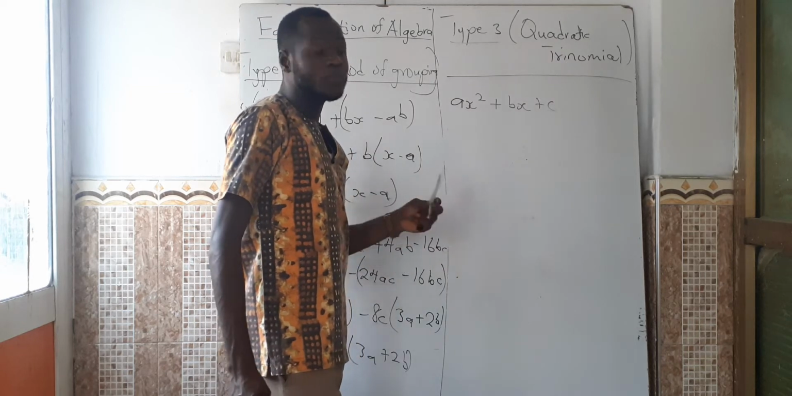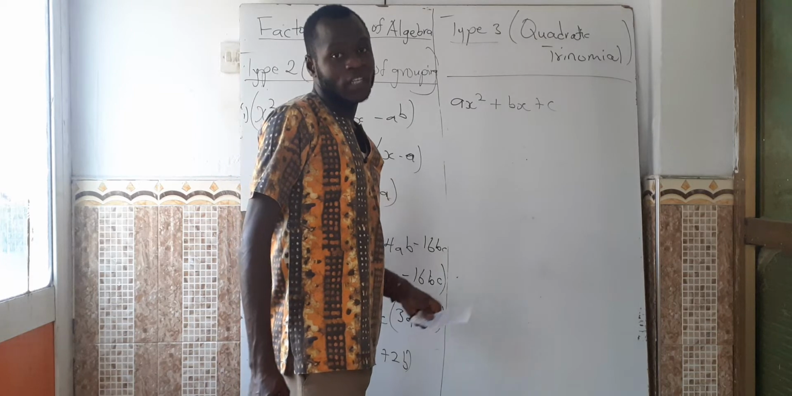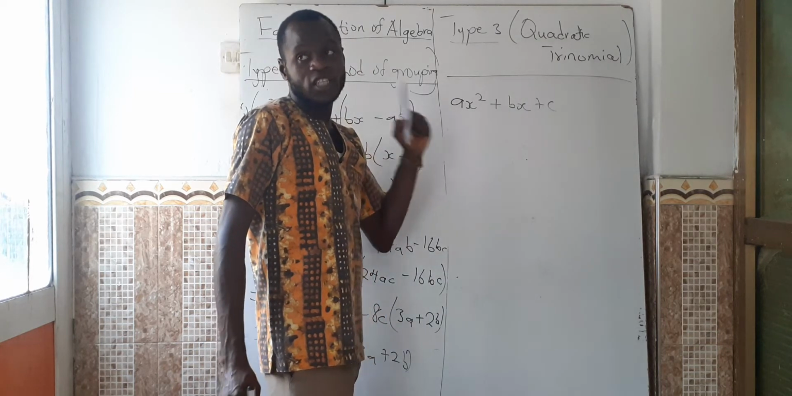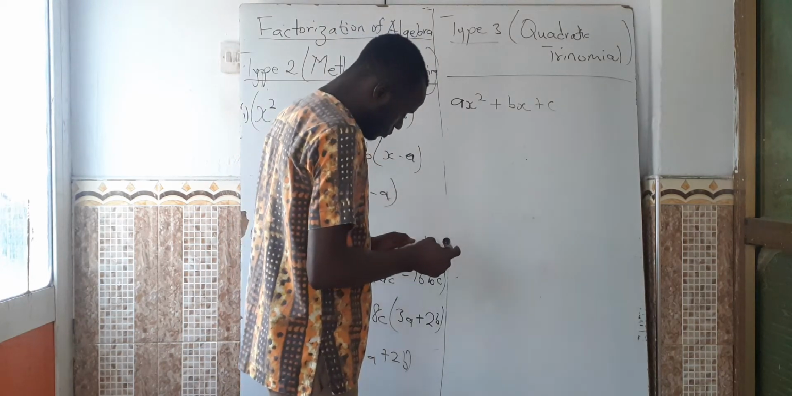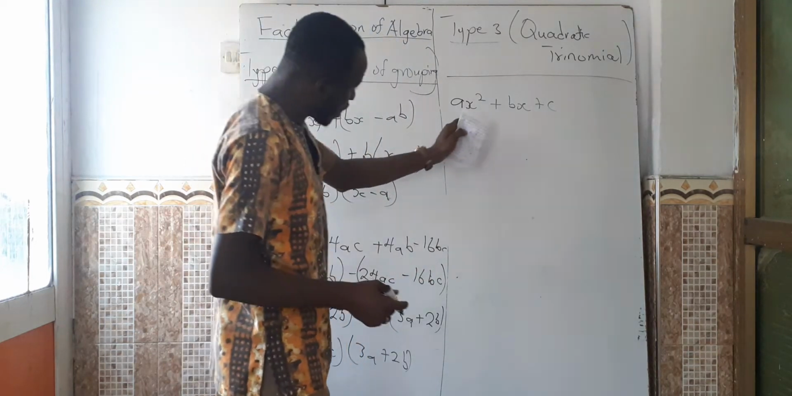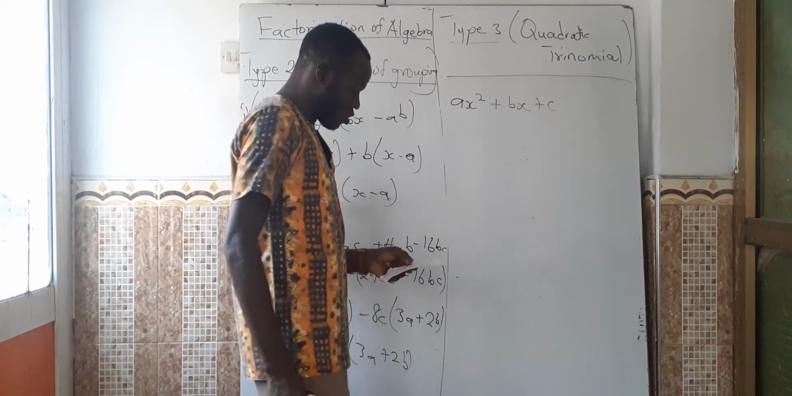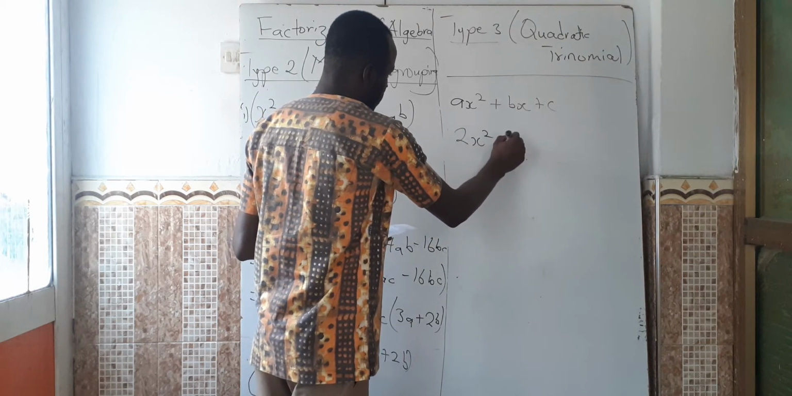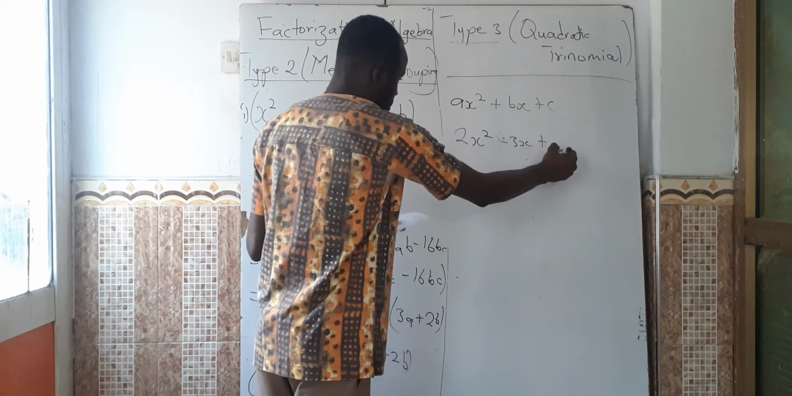So should it be equated to a certain value, then it becomes a quadratic equation. But if it is not equated to anything, it's just an expression. So now you realize that it contains x to the power 2, then x, then a constant. So when you have a question like 2x squared minus 3x plus a constant, say 1.